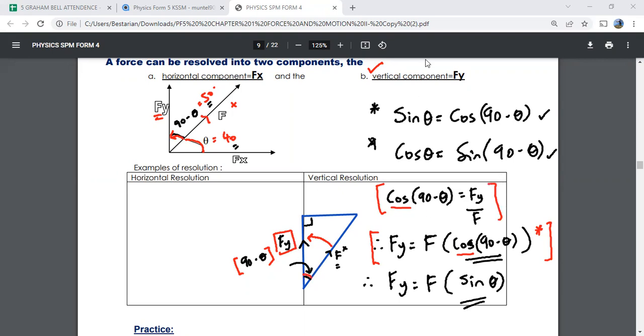So it is easier for you all to remember, so you won't make mistakes. The whole idea is not to make mistakes. The whole idea is to remain in the one formula where cos of whatever angle given equals adjacent over hypotenuse. So the hypotenuse is the actual force, and the adjacent is the force where you resolve to any direction. This is how we solve this. All right. So vertical resolution.